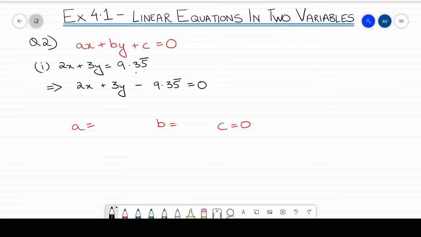We shifted the right hand side term on the left hand side. And now if we see this and we compare it to our equation in its standard form, this clearly shows us that a is equal to 2. In this case, it's the constant next to the x term. B is equal to 3 and C is equal to minus 9.35 bar. And that's the solution for part 1.